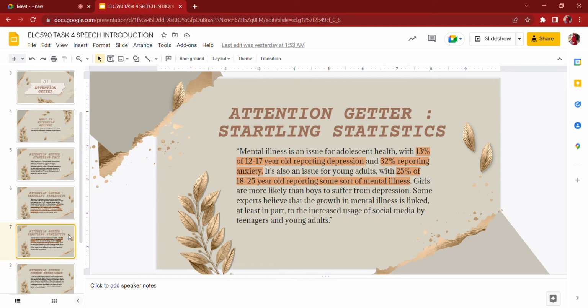Another startling statistic that I can say is mental illness is an issue for adolescent health, with 13% of 12 to 17-year-olds reporting depression and 32% reporting anxiety. It is also an issue for young adults, with 25% of 18 to 25-year-olds reporting some sort of mental illness. Girls are more likely than boys to suffer from depression. Some experts believe that the growth in mental illness is linked, at least in part, to the increased usage of social media by teenagers and young adults.